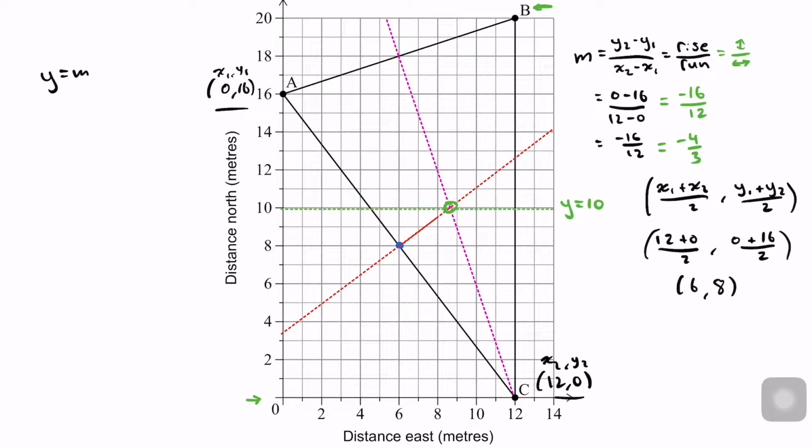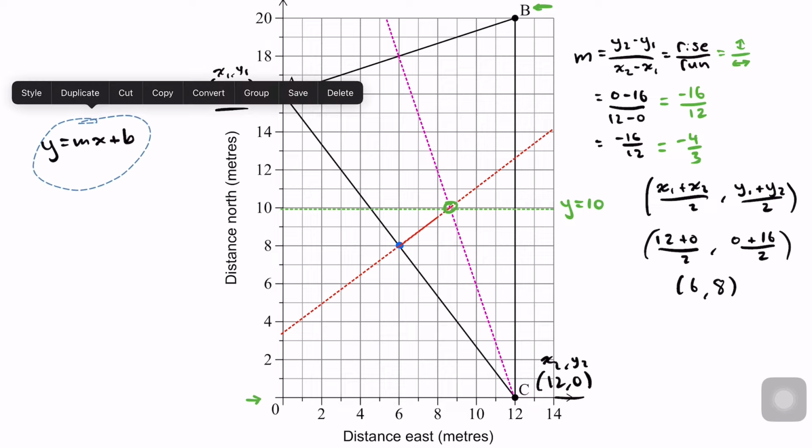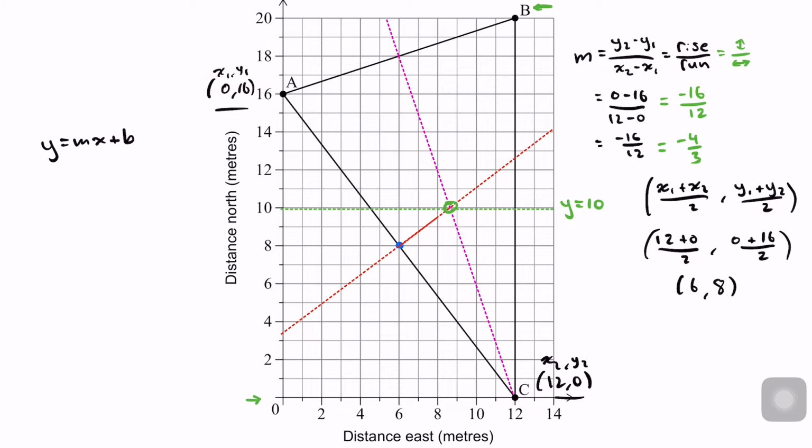y is equal to mx plus b. Now we know the slope of AC right here is equal to negative 4/3. So if we want to find the equation of our perpendicular bisector, let's begin with this m right here. We know m itself is equal to negative 4/3, but we want to find m perp, that is to say the perpendicular of negative 4/3.